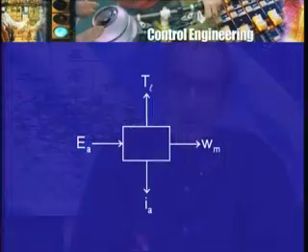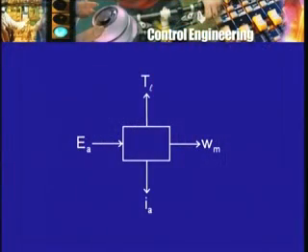Earlier I had drawn only one single block like this with two inputs EA and TL, and with two outputs omega m and armature current. I had drawn only a single block. I did not write anything inside the block, but I said that you can write down the two equations that govern the behavior of the system.